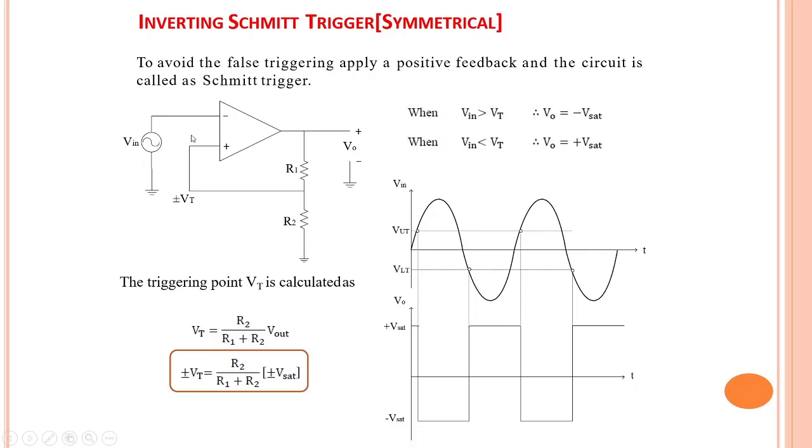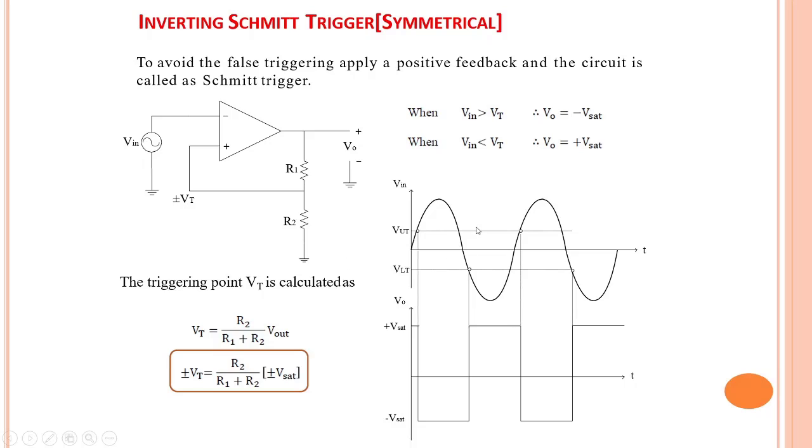the output becomes minus Vsat. It remains minus Vsat. At that time, the potential across R2 will be given by R2 divided by R1 plus R2 multiplied by minus Vsat. That is also called VLT, or the lower threshold point. So whenever your input falls below that VLT, or minus Vsat multiplied by R2 divided by R1 plus R2, the output voltage will change from minus Vsat to plus Vsat.